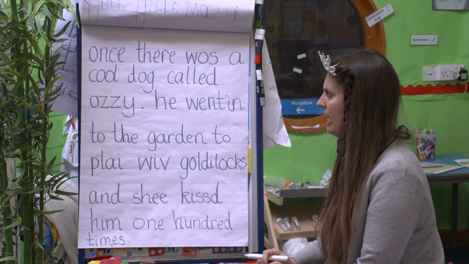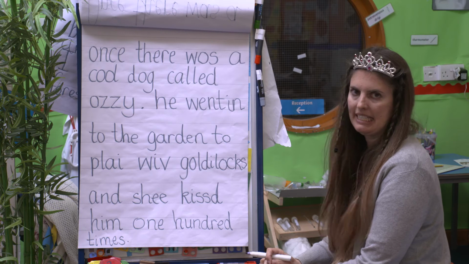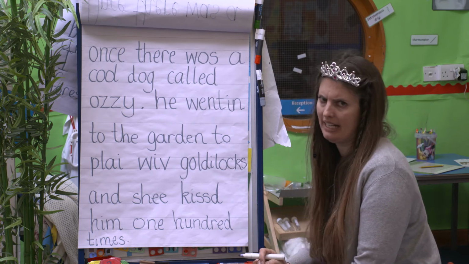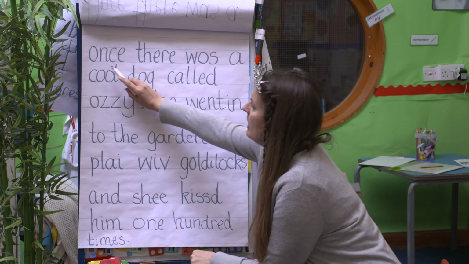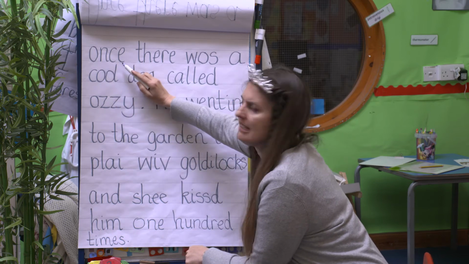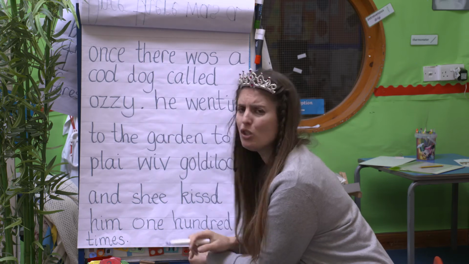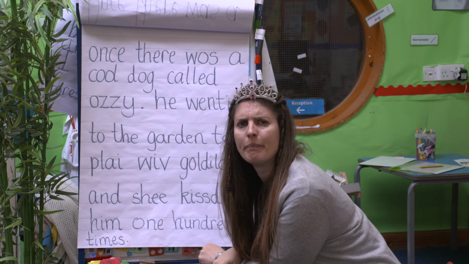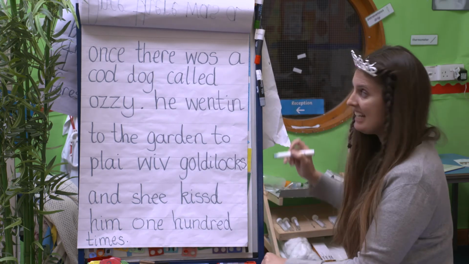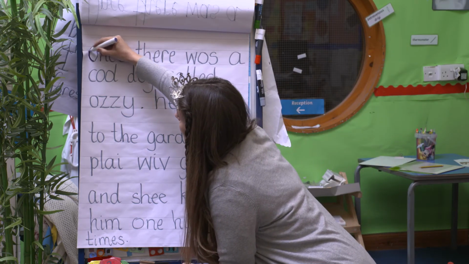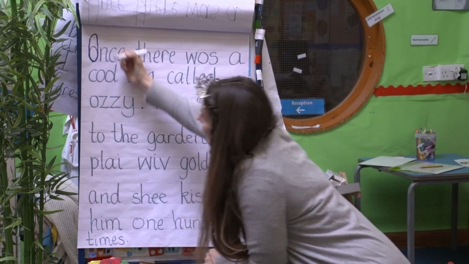So let's have a look at his lovely sentences that he's tried really hard at. He's done well, hasn't he? We know that sight word, don't we? Once. Has he spelt it right? Yes, he has. But what should he have started his sentence with? That's right, a capital letter, Ozzy. So you need to make your letter bigger at the start.